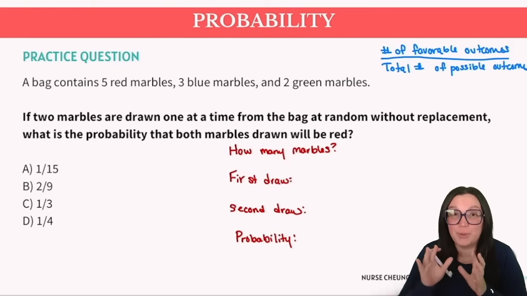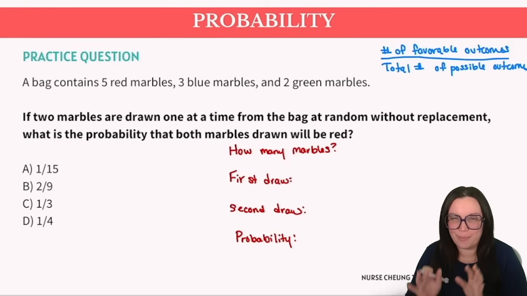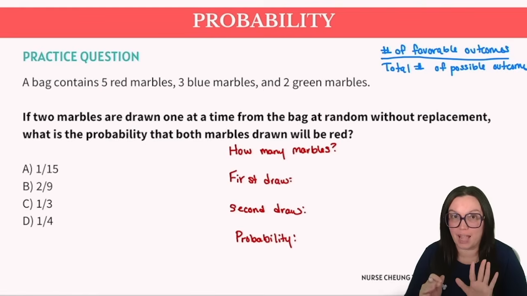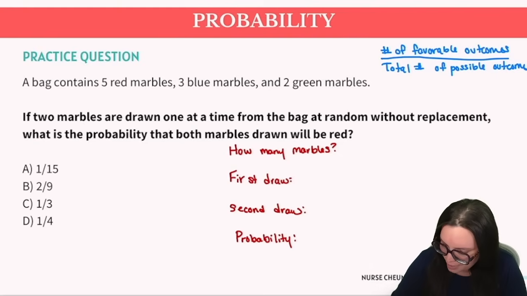Hang tight with me as we work through this probability question. I promise we're going to get through it. The question states, a bag contains 5 red marbles, 3 blue marbles, and 2 green marbles. If 2 marbles are drawn one at a time from the bag at random without replacement, what is the probability that both marbles drawn are going to be red? So we're looking for red marbles. We know that we're drawing marbles one at a time from the bag at random and we're not replacing them, without replacement.